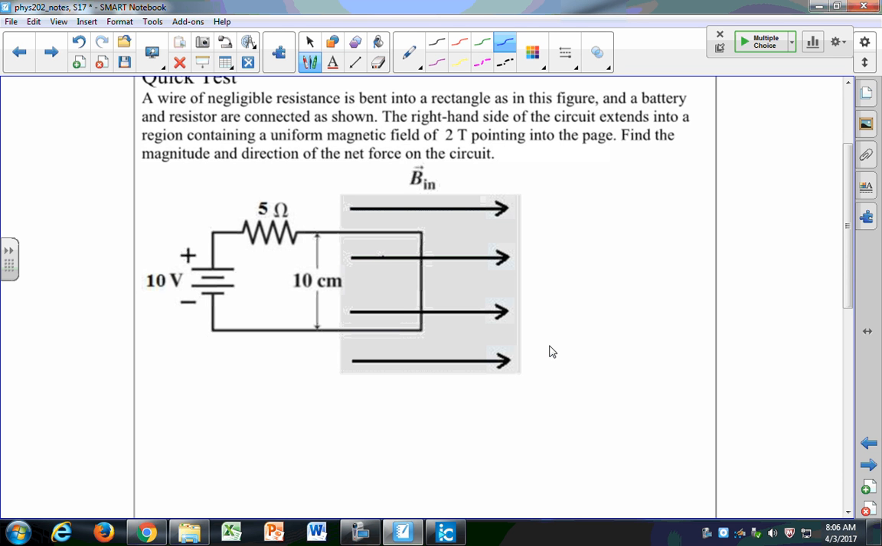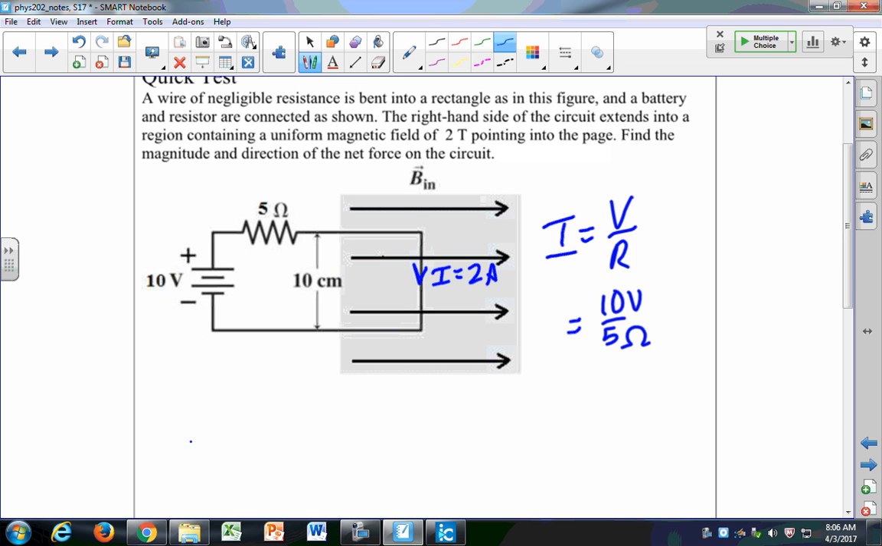All right, so first you find your current. What's your current for this circuit? It's going to be 2 amps. Ohm's law, V over R, 10 over 5. 10 volts over 5 ohms. That means that I have a current, I, equal to 2 amps going through this circuit.